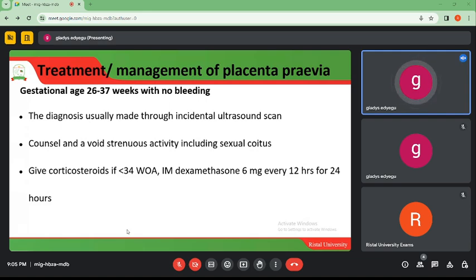corticosteroids if it is less than 34 weeks of amenorrhea, and the corticosteroid that we always use is dexamethasone. So we give IM, we don't give IV. We all know the effects of dexamethasone when we give it IV. It itches the mother all over the body, and you don't want them to get that kind of irritation, and some of them may react and end up even destabilizing this mother the more. So we have to give IM in case the pregnancy is less than 34 weeks. We give IM dexamethasone 6 milligrams every 12 hours for 24 hours, and that is for 1 day.